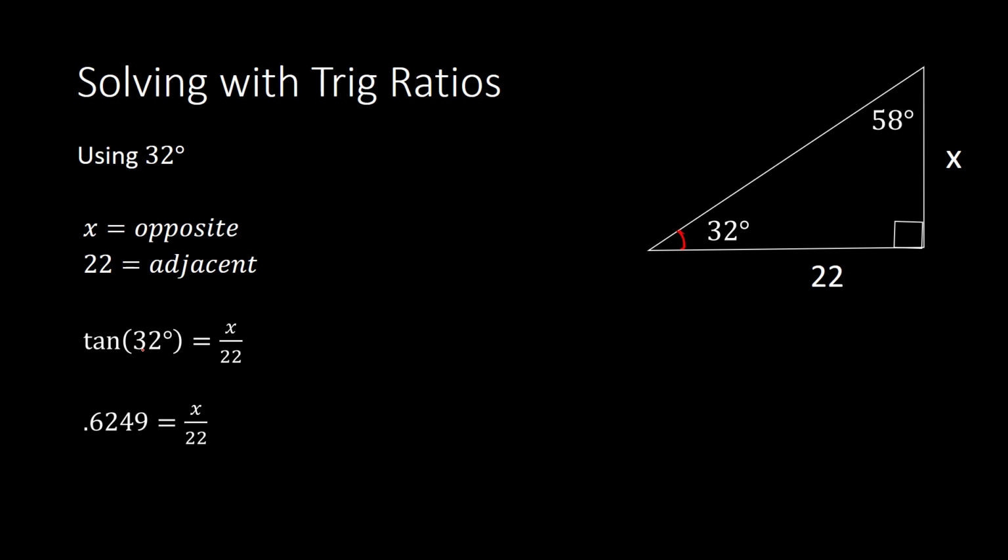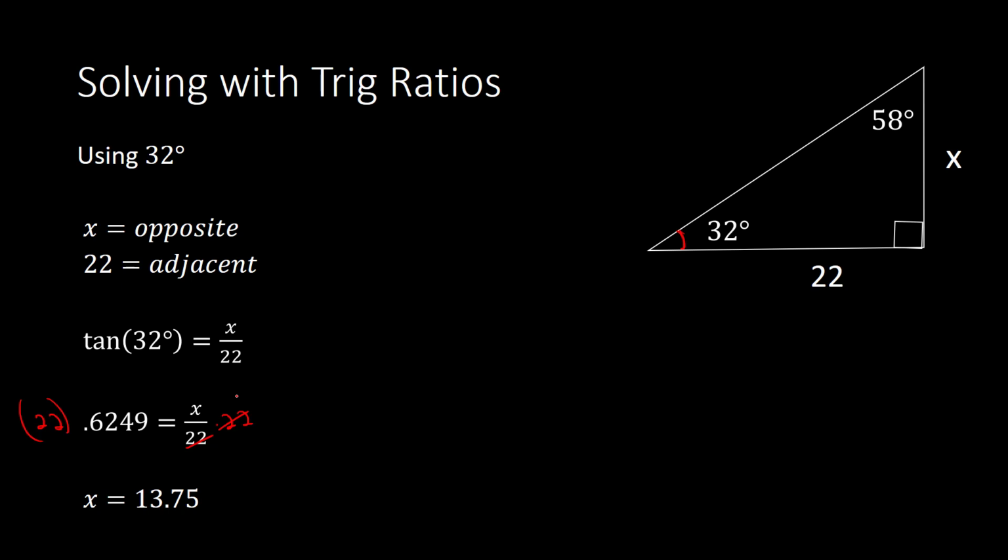But once you have 0.6249 for tan of 32, then you can solve for x by multiplying both sides by 22. When I multiply both sides by 22, the 22's will cancel over here. I'm left with x equals, and then 22 times 0.6249 would give you 13.75.